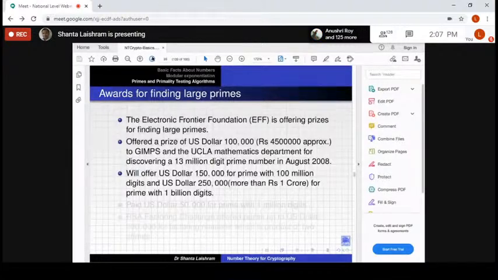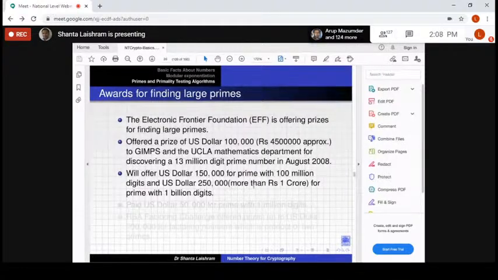There's something called GIMPS, and the University of California at Los Angeles, the mathematics department, won it for discovering the 13 million digit prime number. Basically, they discovered the first prime number which has more than 1 million digits. You can Google Electronic Frontier Foundation and see more details there. Right now the largest known prime is around 24.8 million digits.